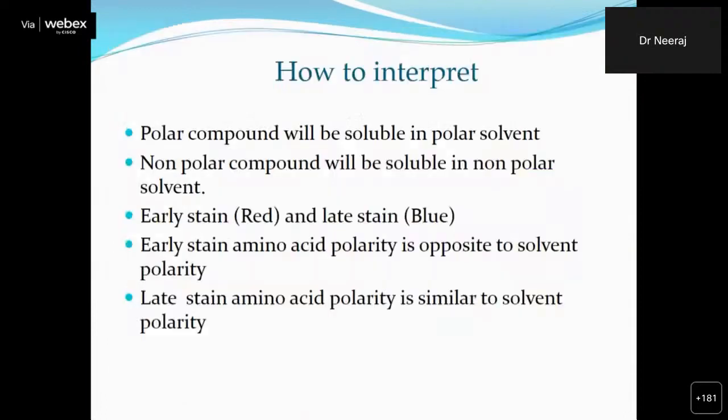So early stain amino acid polarity is opposite to the solvent polarity. And late stain amino acid polarity is similar to the solvent polarity. This is the general principle of both thin layer chromatography and TLC.